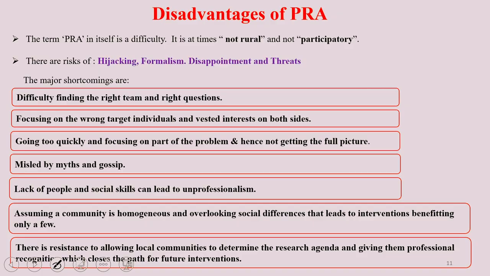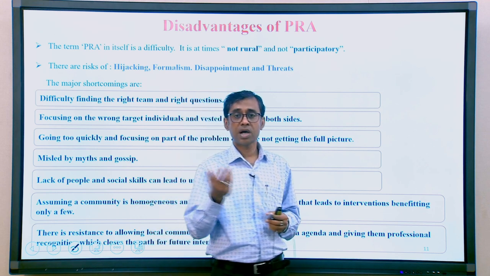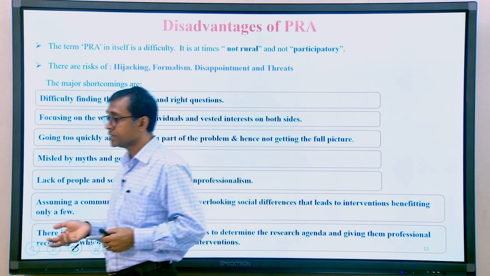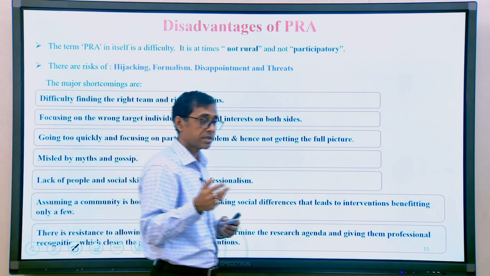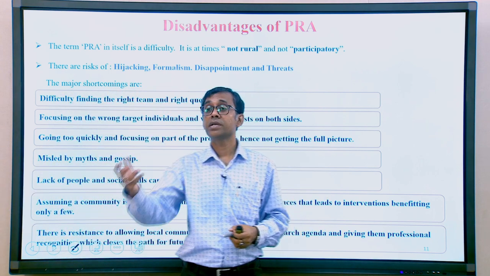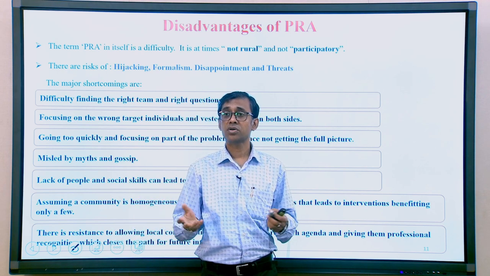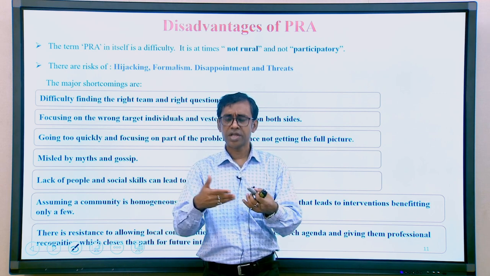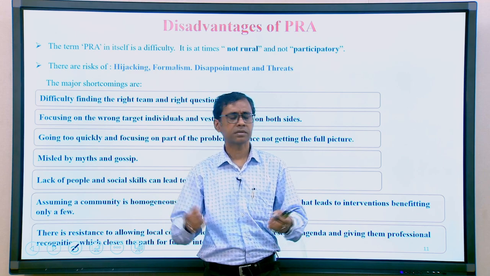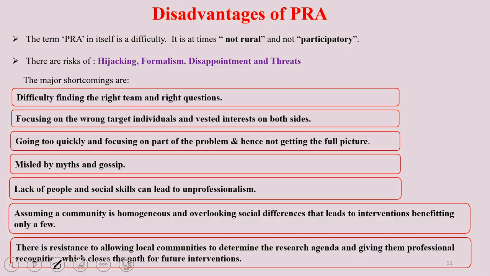Formalism, like the people like us who go from outside. If we become too formal, then certainly the purpose of the PRA exercise somehow gets defeated, and that could lead to disappointment. Sometimes what happens is that if you are carrying out a PRA exercise in a very sensitive area, you may even get threats, because you are dealing with natural resources. Natural resources have a lot of relationships with money. Mining, costly trees, medicinal plants. So, these are all related with a huge amount of business money. So, these are certain things.